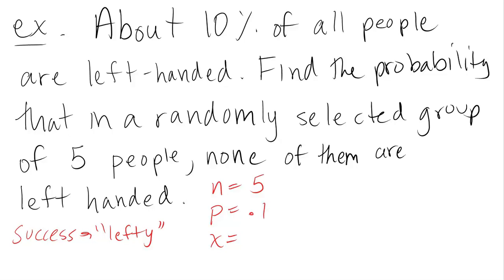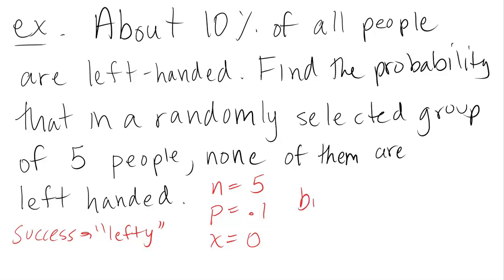We've been asked to find the probability that none of the people in our group are left-handed, so we actually want 0 successes. And I think the fact that it says none of them are left-handed makes some people think that a success should be right-handed people. And if that's the way you see it, I want you to do it that way. It will work. You just have to adjust your values of P and X. They won't be 0.1 and 0. You'll need 2 different numbers.